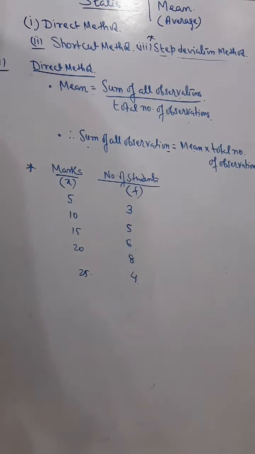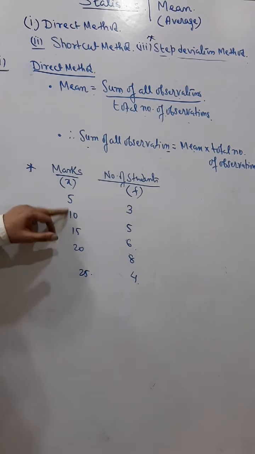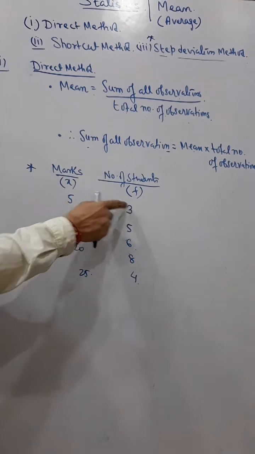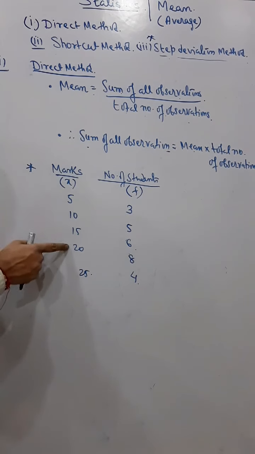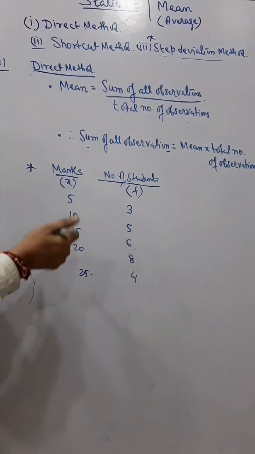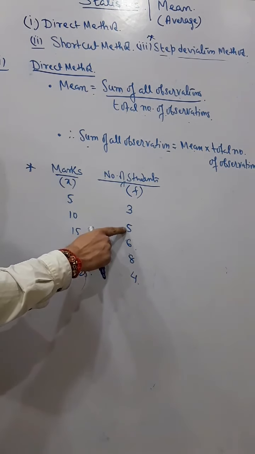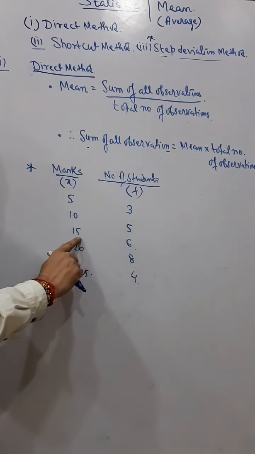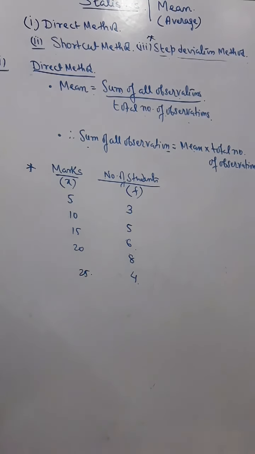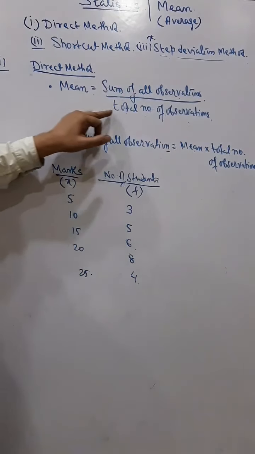Now suppose frequencies are given. In the previous sum there was no frequency, that means every quantity was only once. But suppose frequency is given, like find the mean of this. Marks are given, say 5, 10, 15, 20 and 25, and the number of students who got those marks, that we call frequency. That means 5 marks is obtained by 3 students, 5 students got 10 marks each, 6 students got 15 marks, 8 students got 20 marks and 4 students got 25 marks.